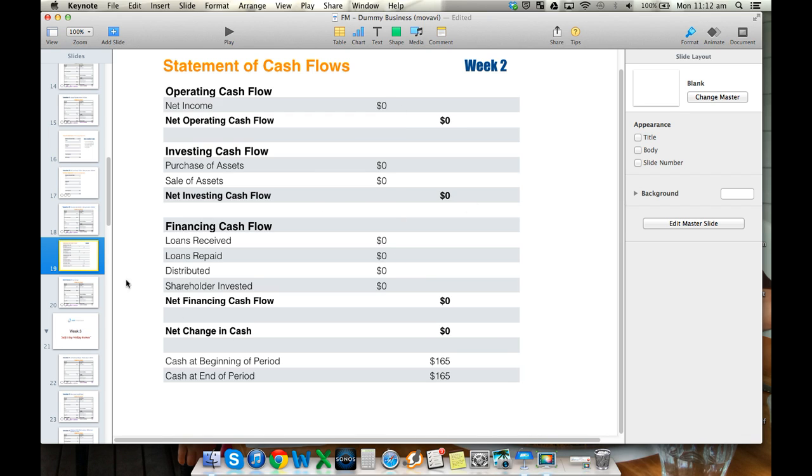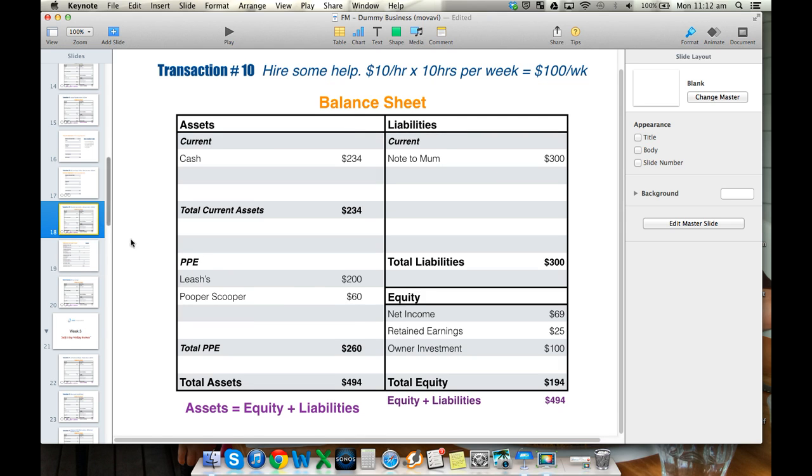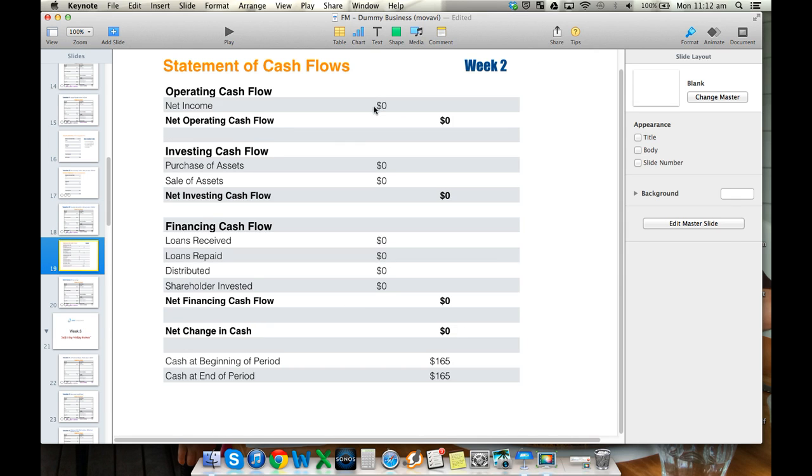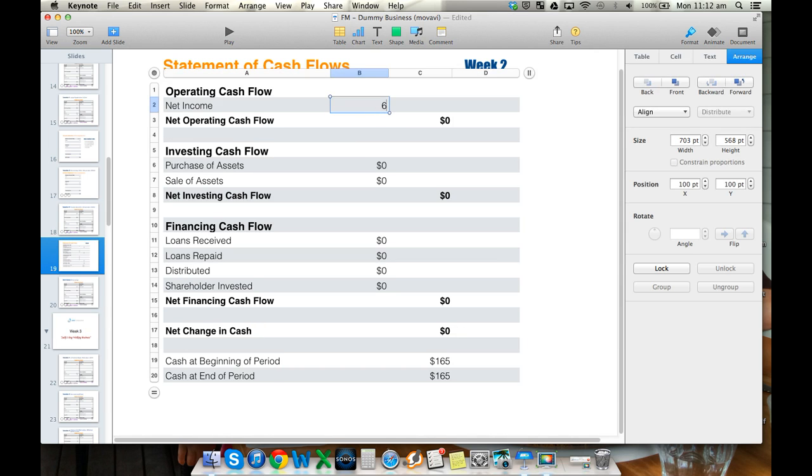So let's take a look, starting with the net income. So net income, we can go back and have a look at our income statement, our balance sheet, and we know net income was $69. So let's enter that one in, 69. Purchase of assets, we didn't buy any assets in week 2. No, we bought some leashes in week 1 and a pooper scooper in week 1. We didn't buy anything in week 2, so nothing there.